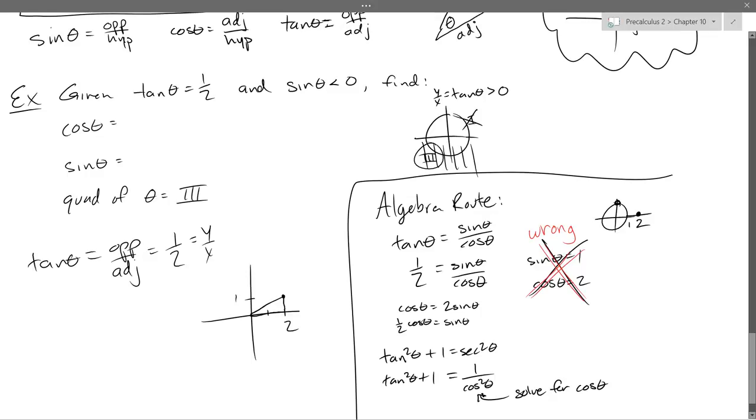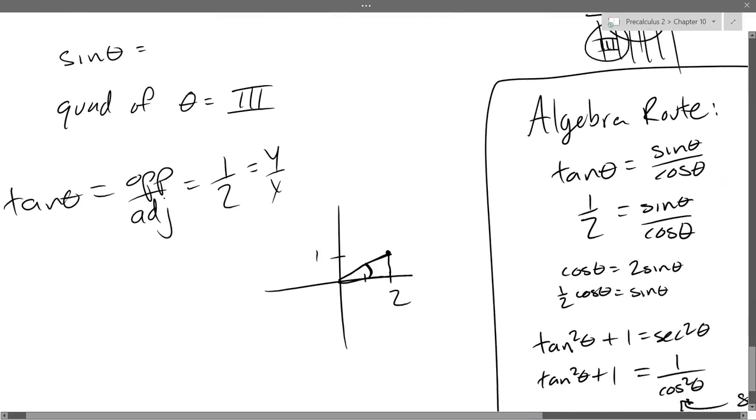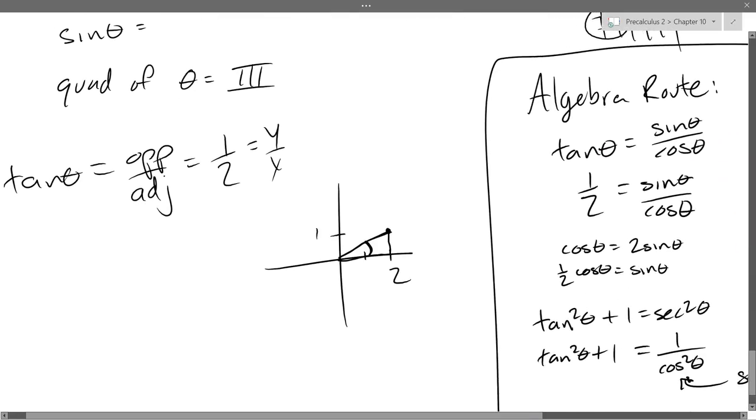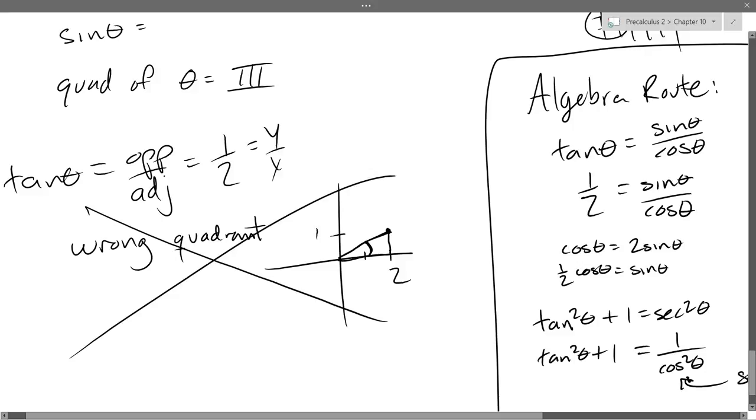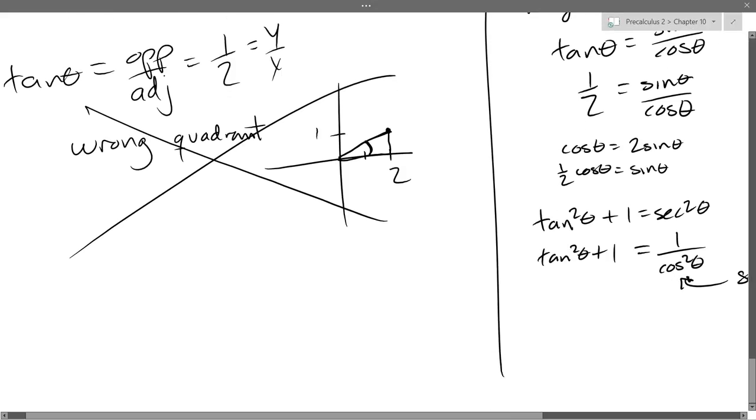All right, what quadrant did I just draw my triangle in? Quadrant 1, which is definitely not the quadrant we should be in. So this is the wrong quadrant right here. So this is the wrong quadrant. All right, that's out. Tan theta is y over x equals 1/2.